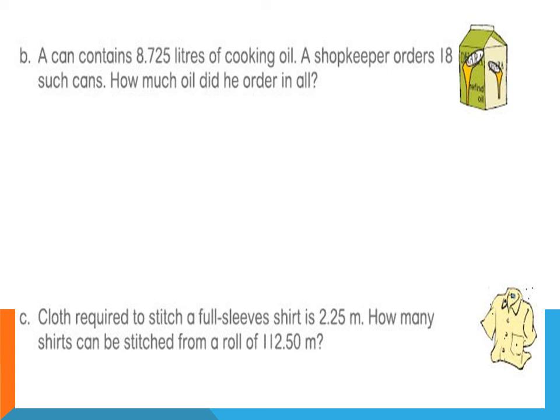Question number C. Cloth required to stitch a full sleeve shirt is 2.25 meters. How many shirts can be stitched from a roll of 112.50 meters? So here you have to divide. I am giving you the hint. Try to solve this yourself.